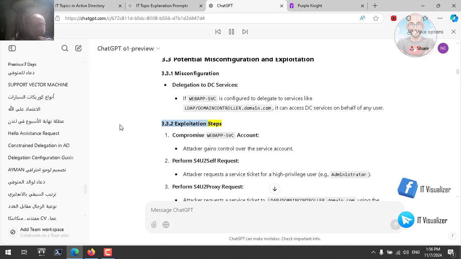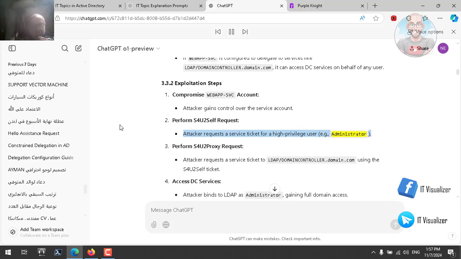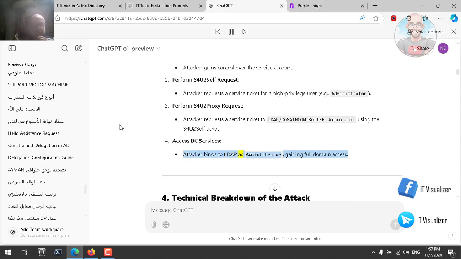3.3.2 Exploitation Steps. Compromise WebAppSvc account. Attacker gains control over the service account. Perform S4U2Self request. Attacker requests a service ticket for a high-privilege user, e.g., administrator. Perform S4U2Proxy request. Attacker requests a service ticket to LDAP/domain.com using the S4U2Self ticket. Access DC services. Attacker binds to LDAP as administrator, gaining full domain access.